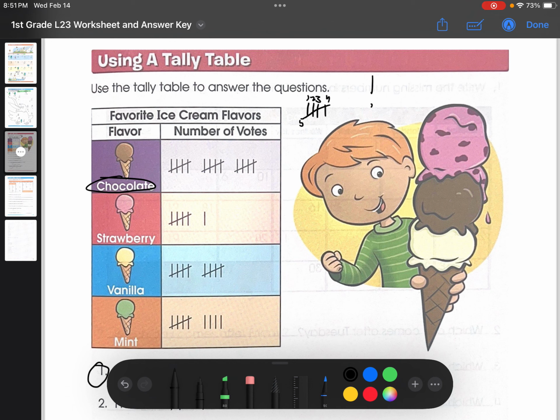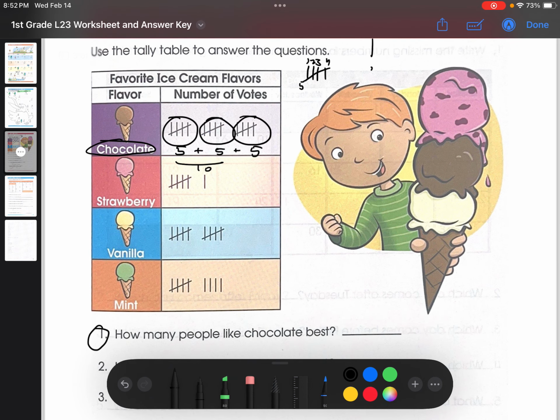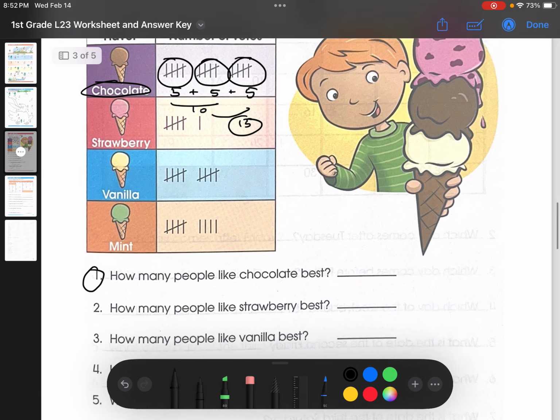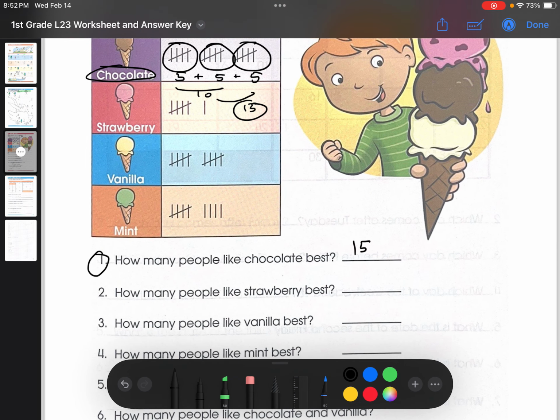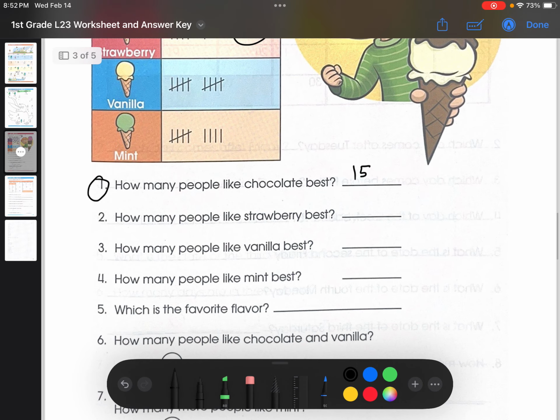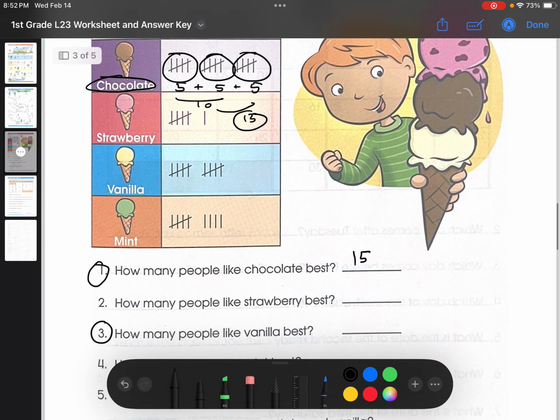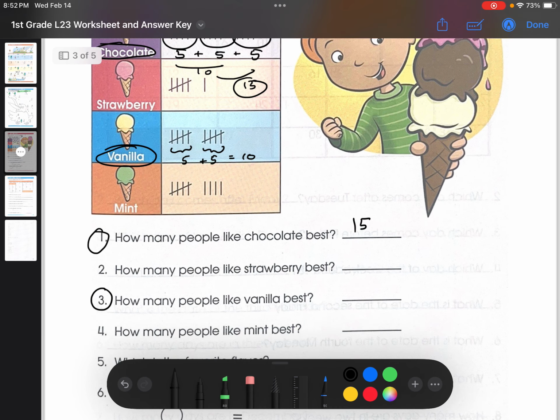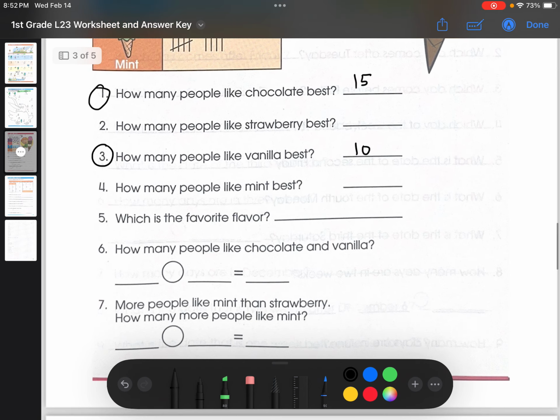And then this is just 1 line. So if we look at chocolate right here, we can see that there's 3 of these, which means this is 5 plus 5 plus 5. 5 plus 5 is 10. 10 plus 5 is 15. So the answer to number 1 is 15. Let's do number 3. How many people like vanilla best? So we find vanilla here. Then we know again that this is a 5 and this is a 5. So we can just add them together to get 10. So 10 people like vanilla best.